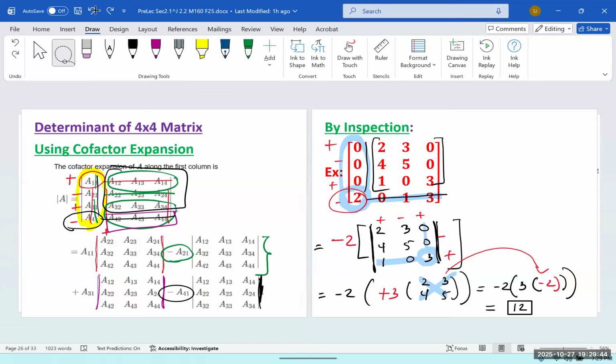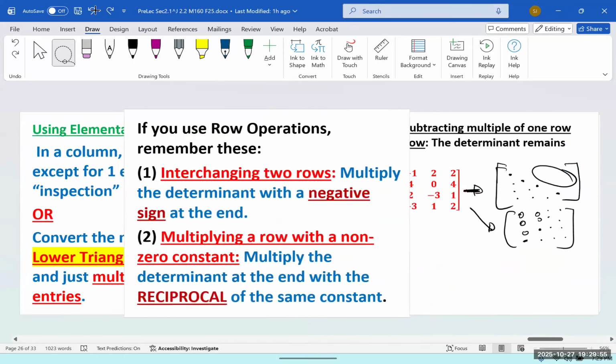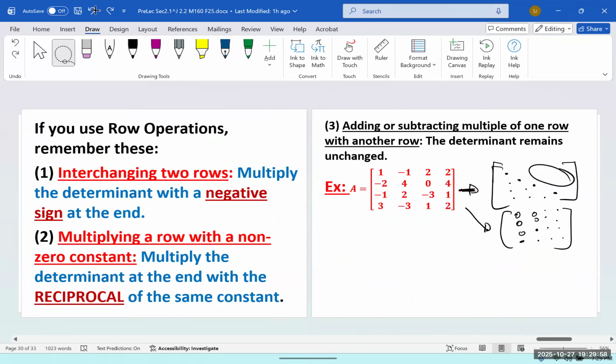Inspection means observing whether you have zeros or not. You're inspecting your matrix, and whatever matrix you have, you're just doing cofactor expansion with less time, making zeros. Or you can use the triangular matrix so that you can have the diagonal as your determinant.